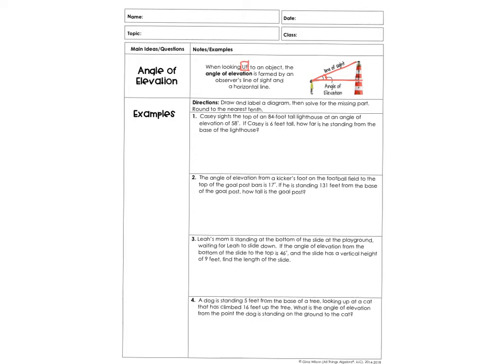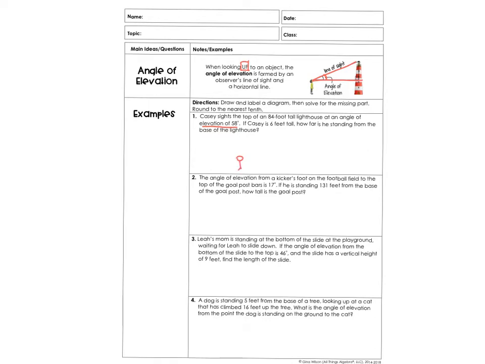Alright, so we're going to use trig to find these angles or side lengths. Okay? So let's look at number 1. Casey sights the top of an 84-foot tall lighthouse at an angle of elevation of 58 degrees. Okay? Angle of elevation of 58 degrees.